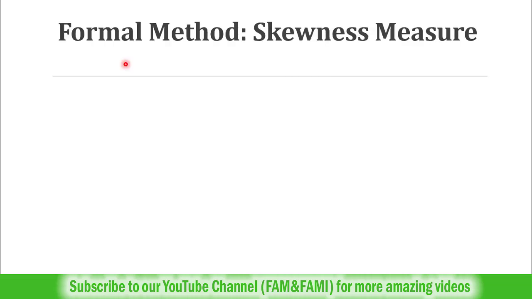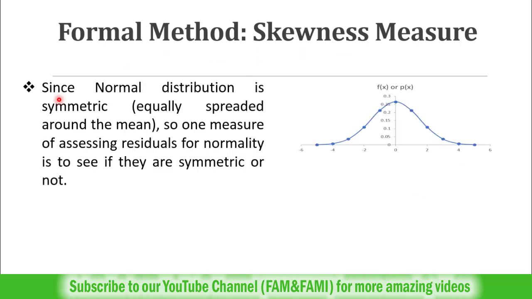So we have discussed the two informal methods. Now let's move to the formal method. The first one is using the skewness measure. Since the normal distribution is symmetric, that is equally spread around the mean, one measure of assessing residuals for normality is to see if they are symmetric or not.